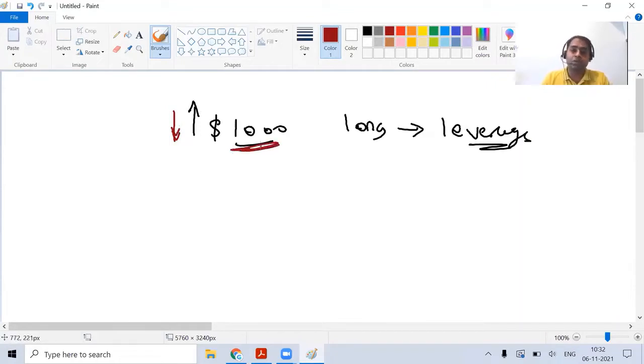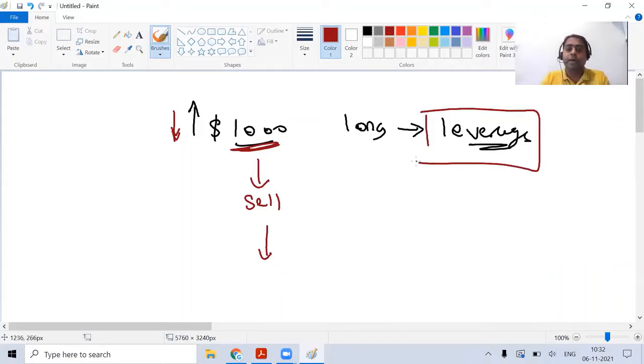That means going out of this position. When you liquidate, you will sell, and when you sell, the prices will go down more. Why is there pressure on you to sell? Because you have taken a huge leverage to buy $1,000, and you're facing more margin calls on it, and you don't have money.